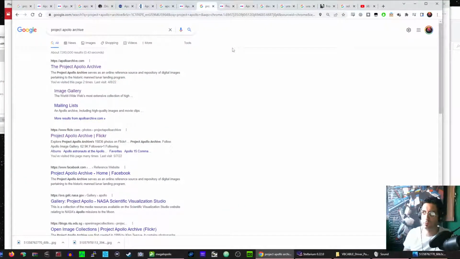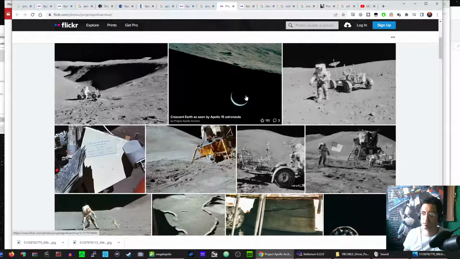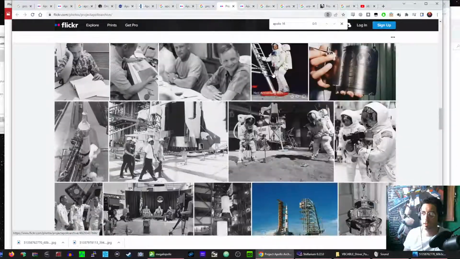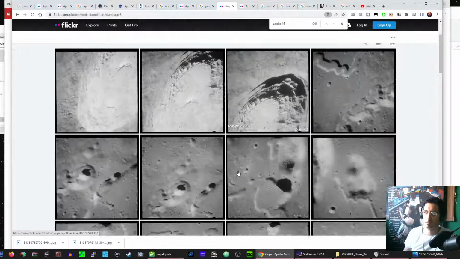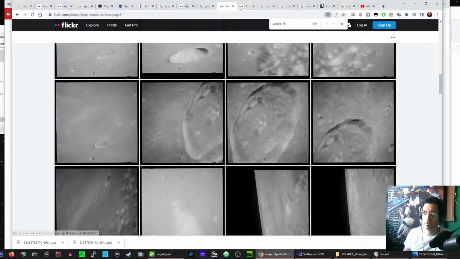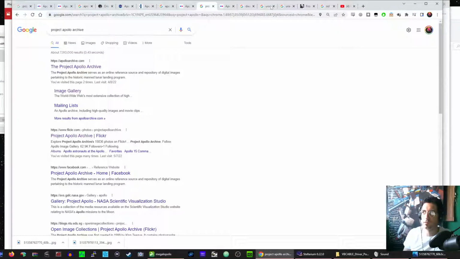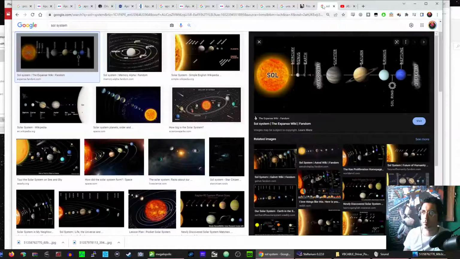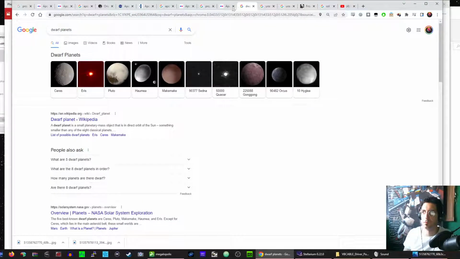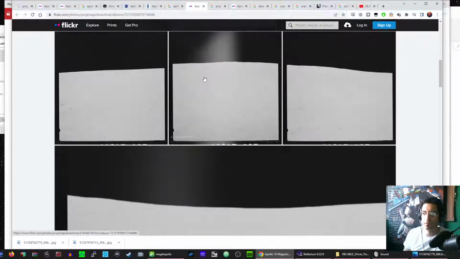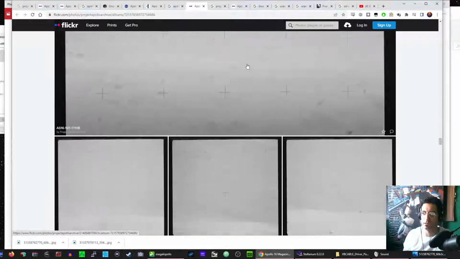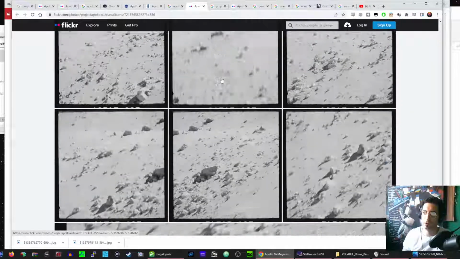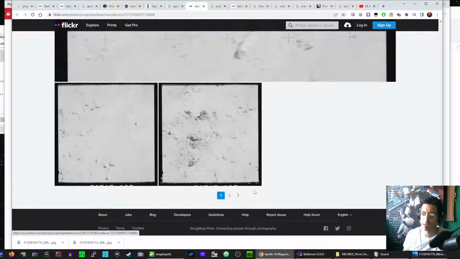Okay, so we're gonna go into the Project Apollo archive, and we're not gonna find Apollo 16 because that would just be too easy. Oh, here we are. Nope, that's not what I'm looking for. These are all just high quality technical images with the crop marks and crosses on them.